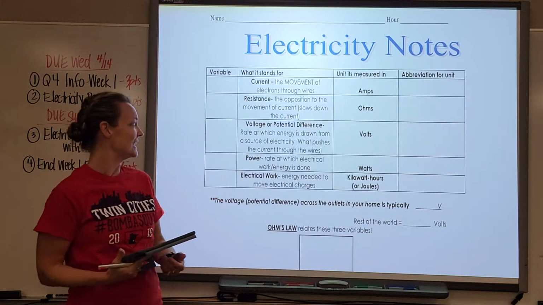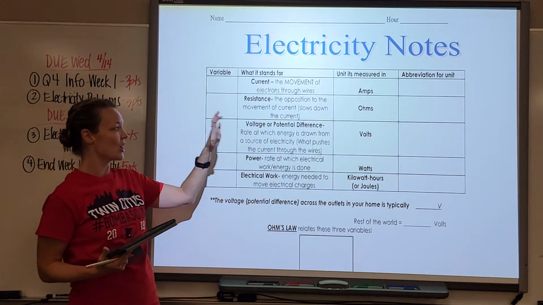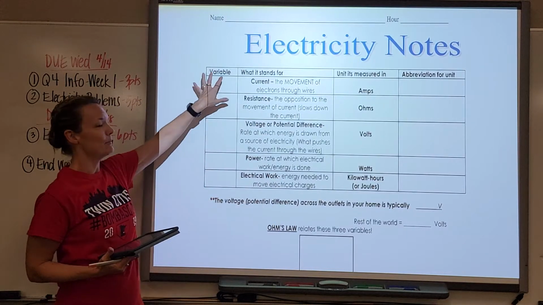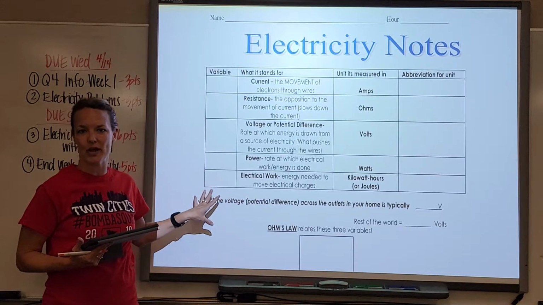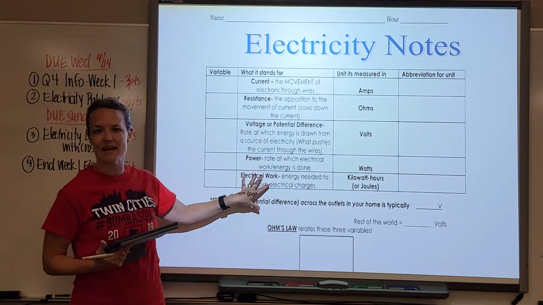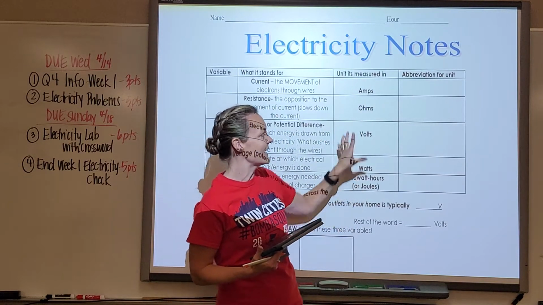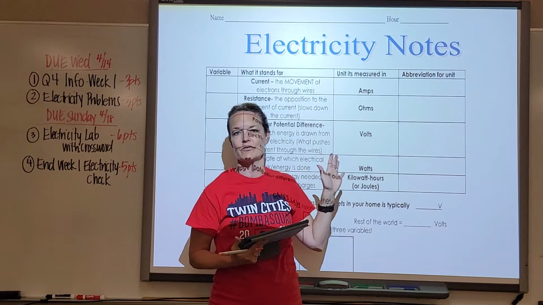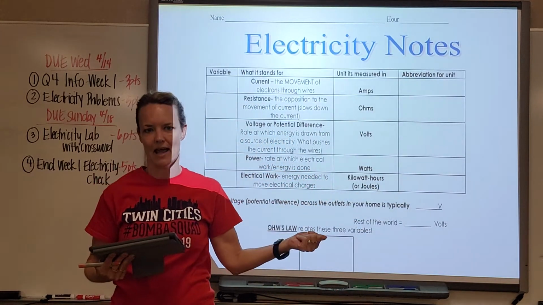Let's learn about electricity. All right, so what I have here, this chart will be your lifeline for the first couple of weeks. The variable, that is going to be the letter that it will be in an equation. Here is the definition, then the unit it is measured in, and finally that unit will have an abbreviation. You don't have to write out amps or ohms every single time. It will have the abbreviation that we use, like meters is just an M.